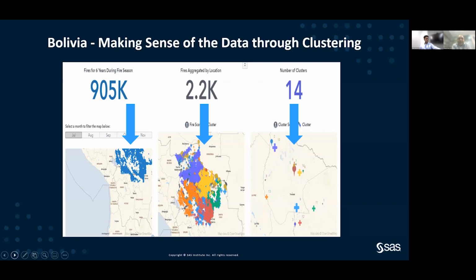And I'd like to mention that the number of clusters here are not fixed. They are flexible and they can be changed based on the feasibility and location of the fire station.